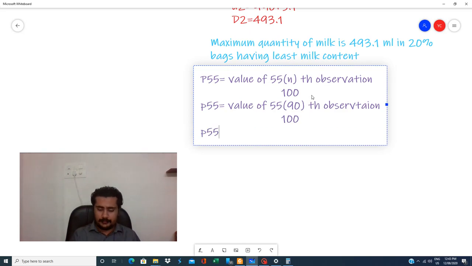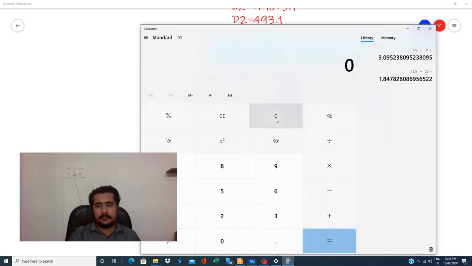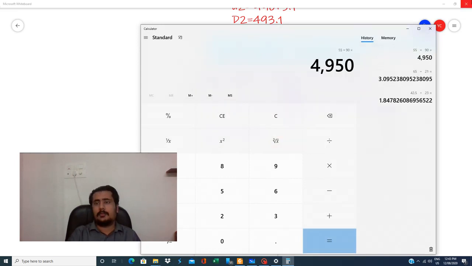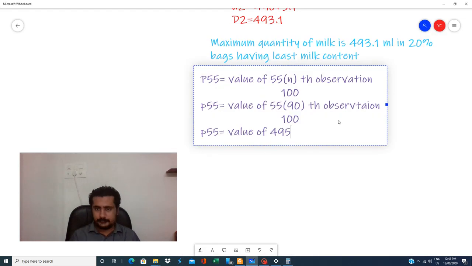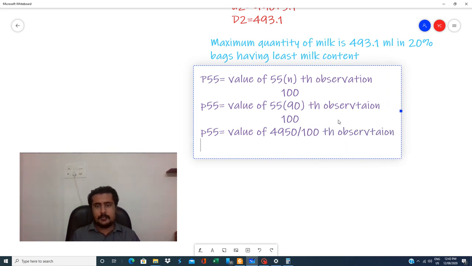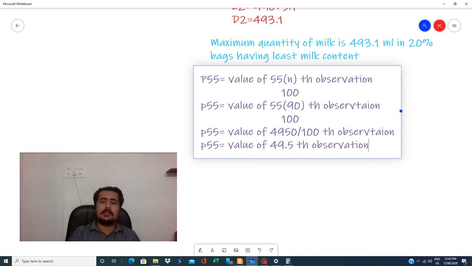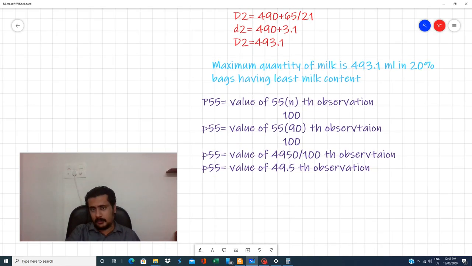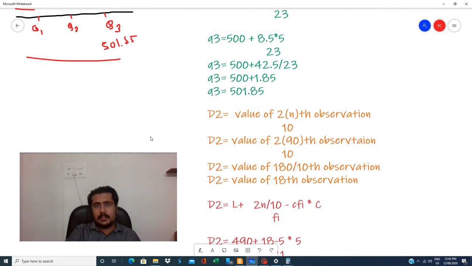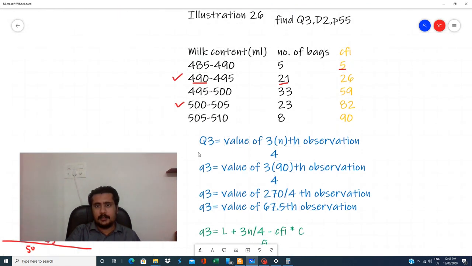Now what is P55? It's value of 55 into 90, 4950 upon 100 observation. P55 will be value of 49.5th observation. Now you have to search where this 49.5 will fall. This 49.5 will fall exactly here.